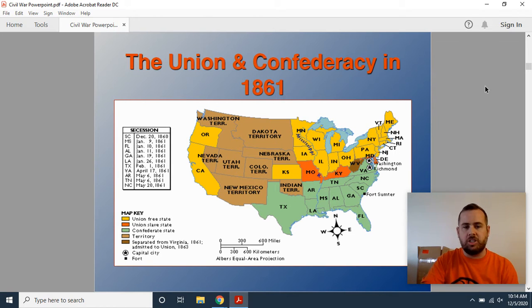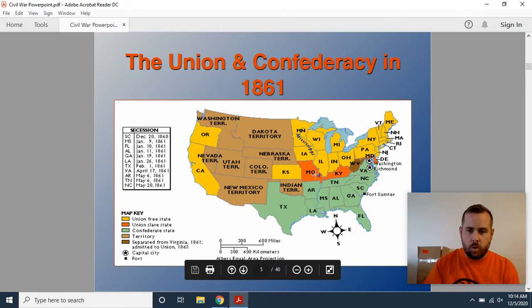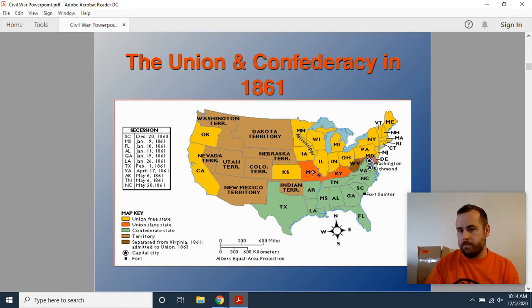This is a good slide because it shows you over here on the left the dates of secession and lets you look at the two sides as they're laid out. These orange and brown areas here, these are what are known as the border states. Missouri, Kentucky, Maryland, and Delaware specifically.